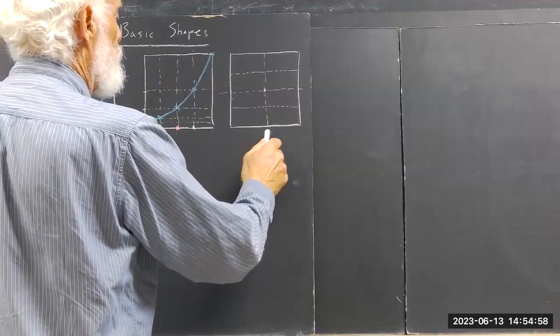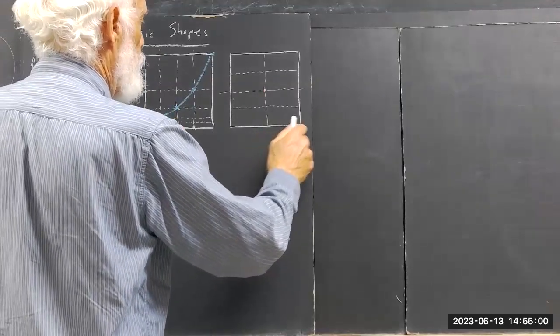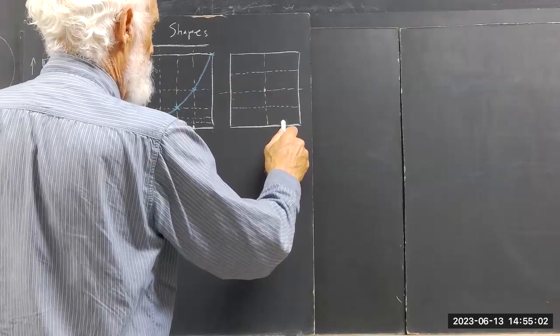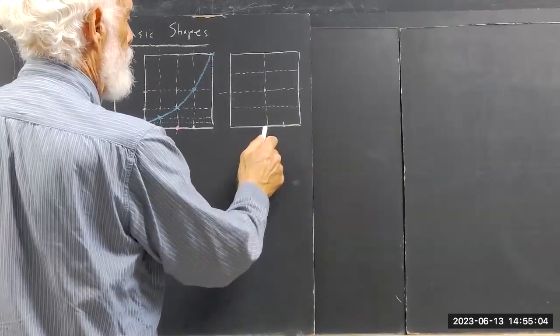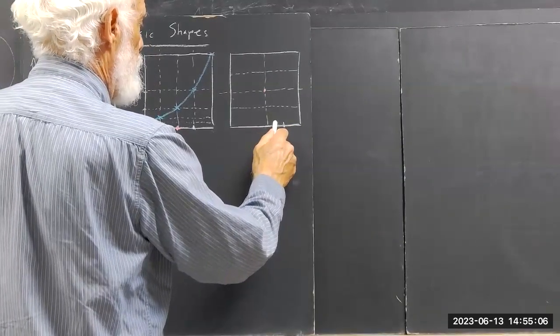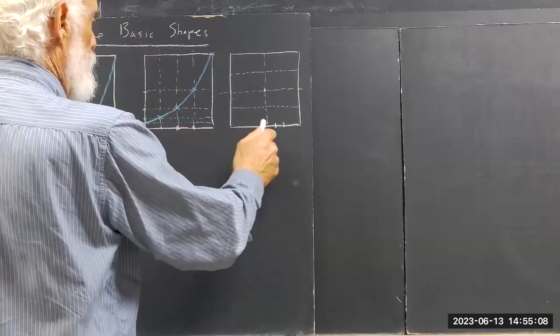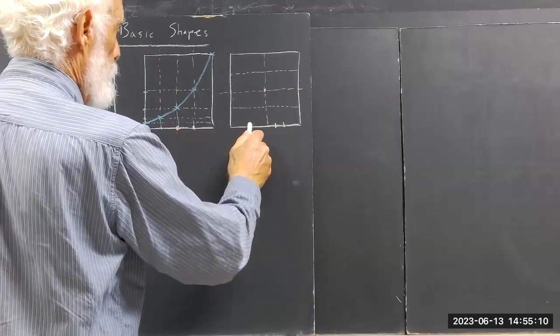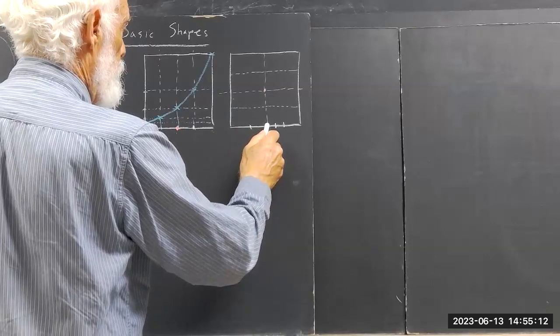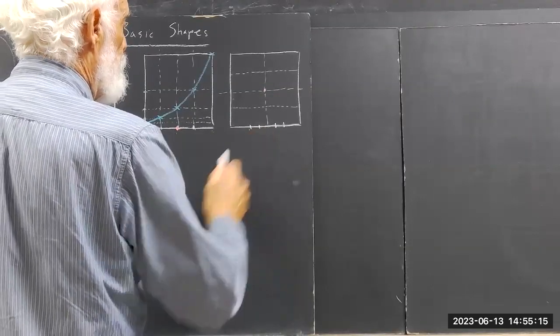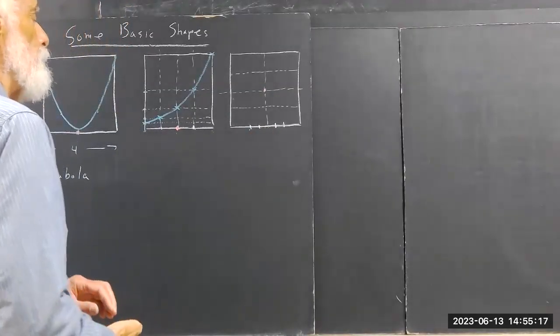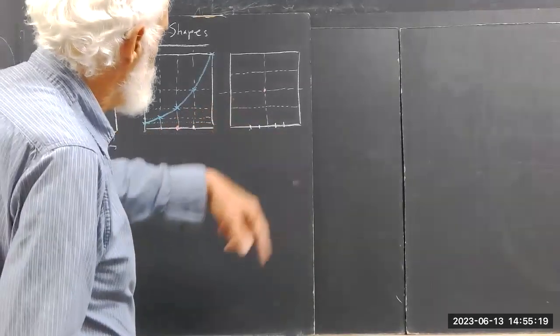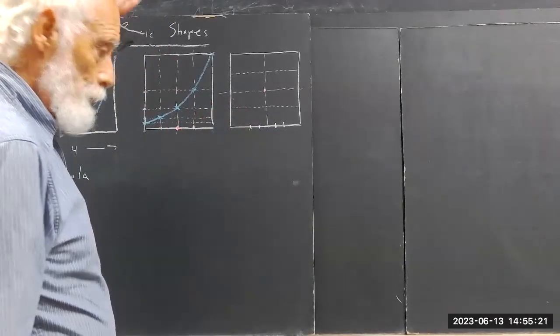I'm going to cut the interval from here to here in half, put a mark, and then cut the interval from here to here in half and put a mark. And then I'm going to do the same for the interval from here to here, cut it in half, cut this interval in half.